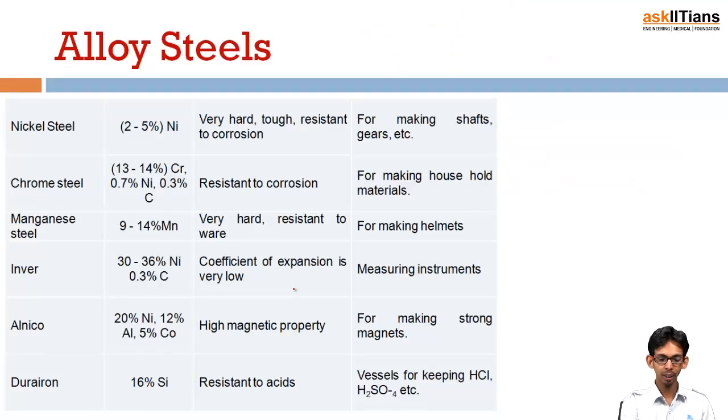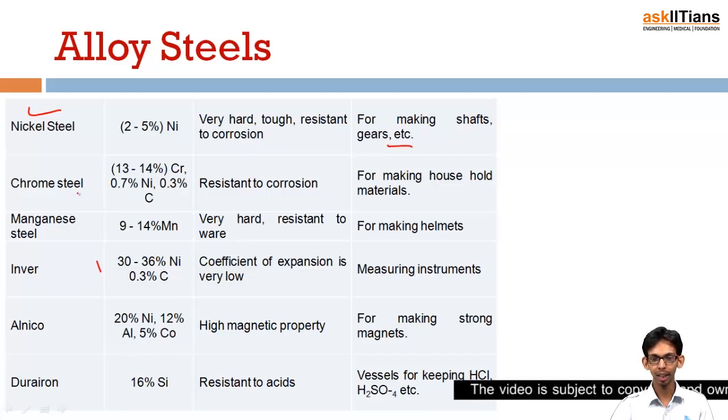Okay, now alloy steel. What is steel basically? Steel is an alloy of iron which is formed in order to increase the strength of iron and to improve its properties also. And there are different types of steels. The first is nickel steel, which contains 2 to 5% nickel along with iron. It is very hard, tough, and resistant to corrosion. That's why it is known as stainless steel also, and it is used for making gears, etc.